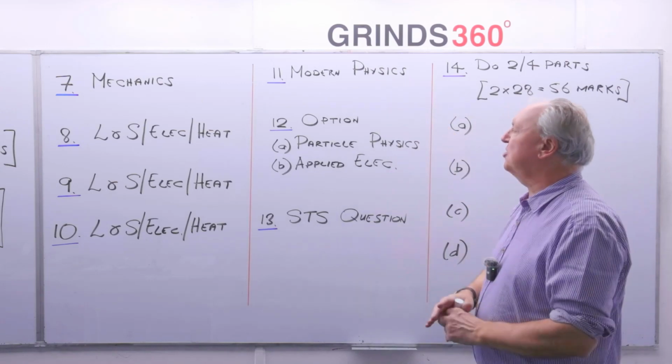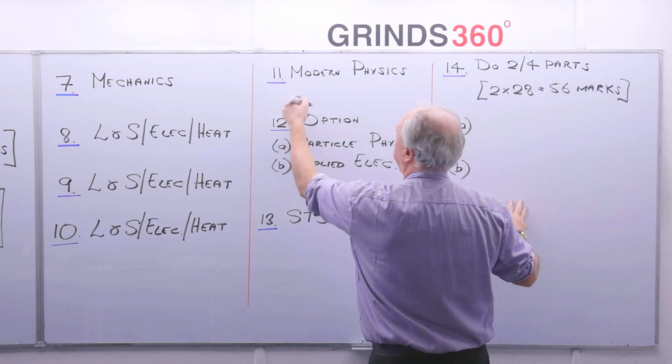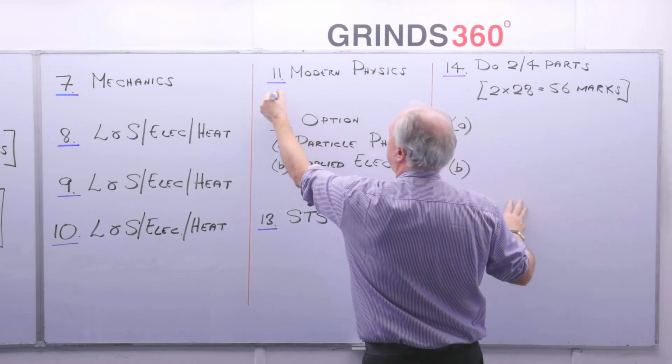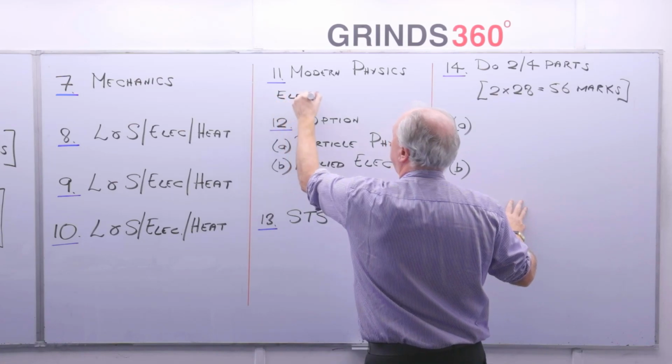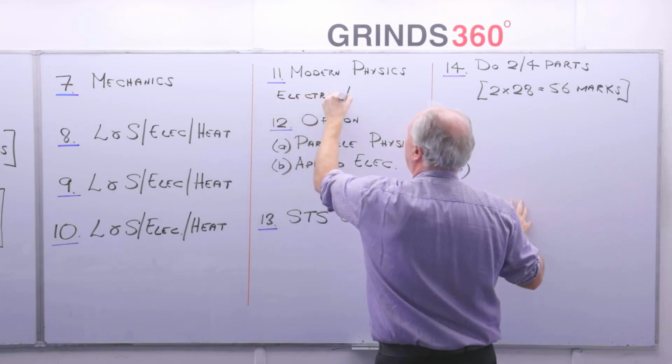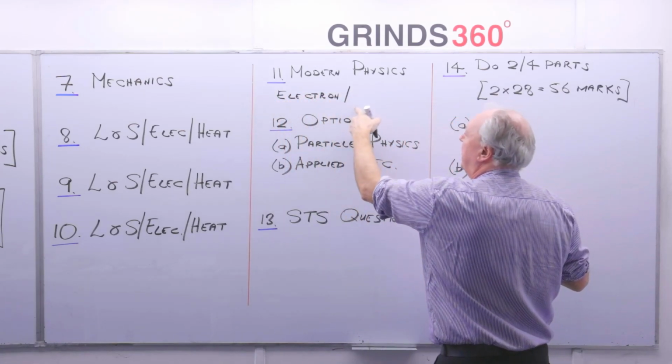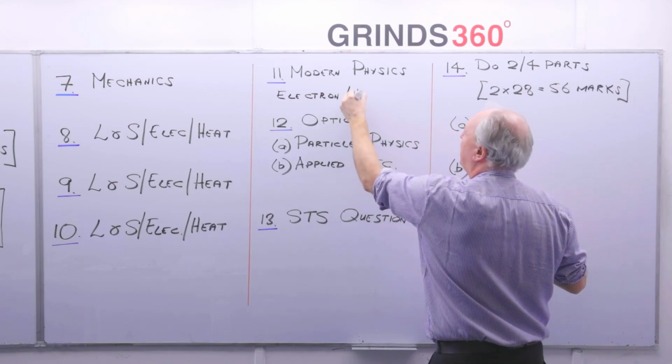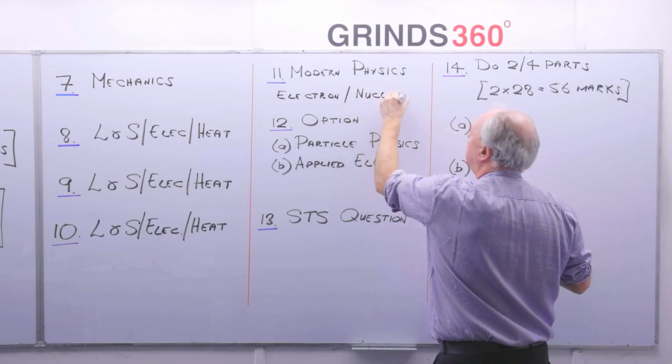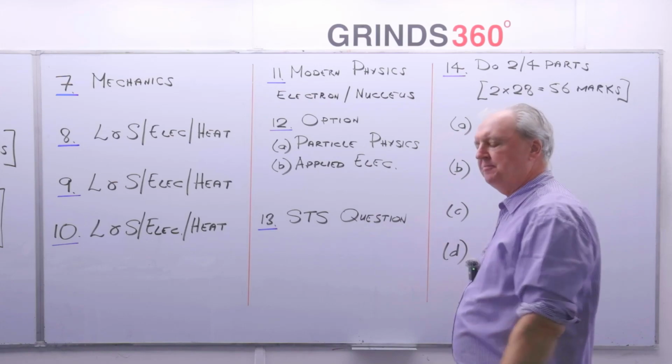But modern physics is usually going to be something on lesson 1 in our modern physics is about the electron, photoelectric emission, and lessons 4, 5, 6 are about the nucleus. It's usually about one or the other.